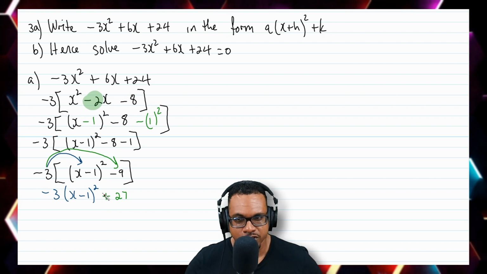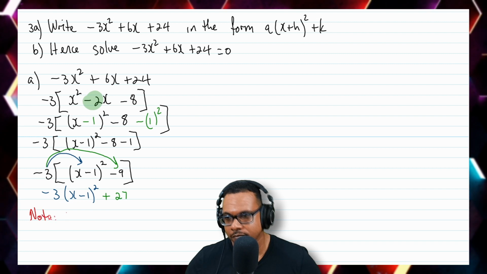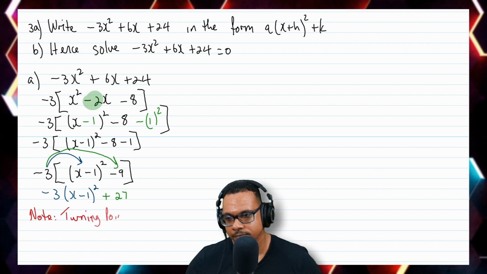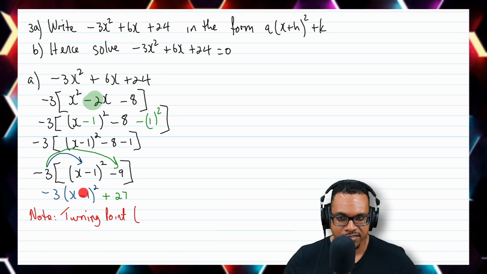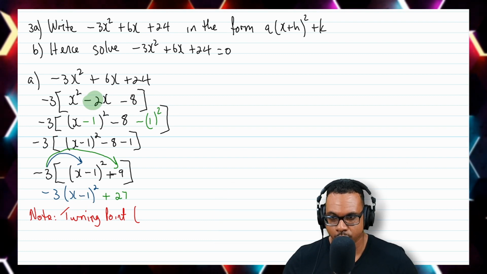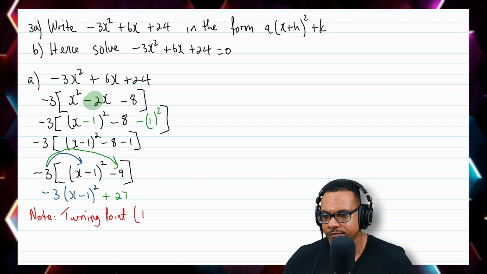But let's note what our turning point would be. So I'm just going to put note, my turning point would be, for the x component, change the sign on this number here. So from -1, we'll turn to +1. And the y component will be this +27.